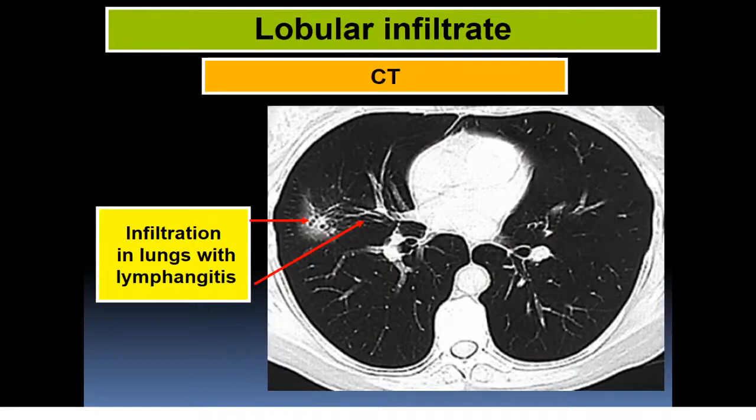On this CT scan, you can also see infiltration, a shadow from 1 to 3 centimeters without clear borders, therefore it is named infiltrate. It's lobular infiltrate.